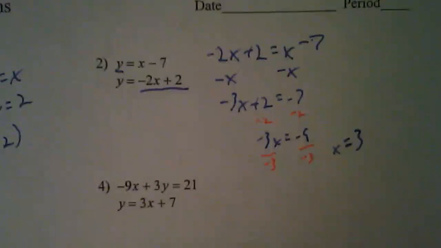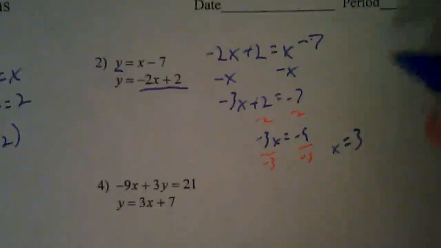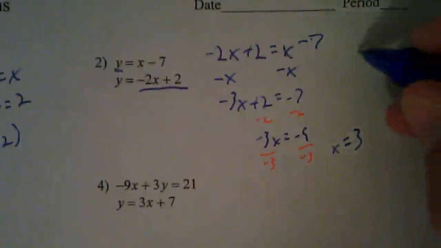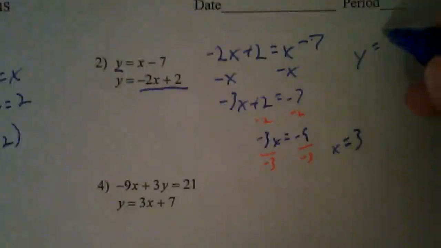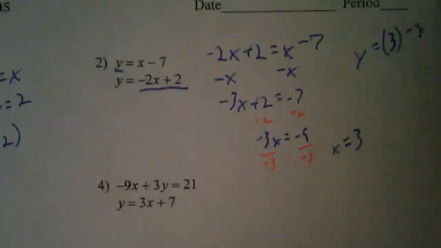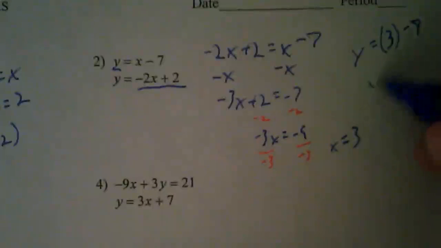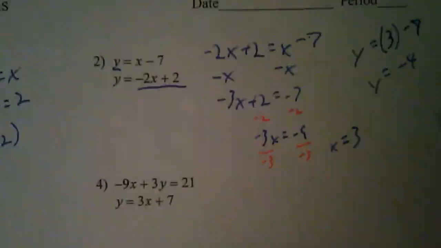Now, once we have the x value, we still need to go back and plug it in. It doesn't matter which one. I think the first one looks a little bit shorter, so I'm plugging back in for the first one. Again, 3 goes in for the x. Still have the minus 7. And 3 minus 7 is negative 4. So our answer here is at the point 3, negative 4.